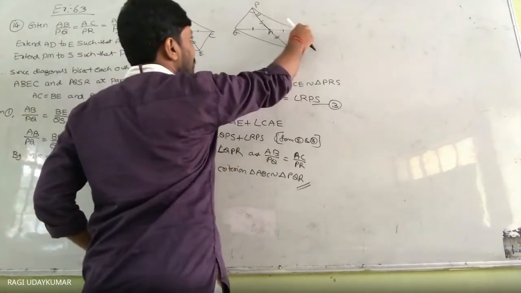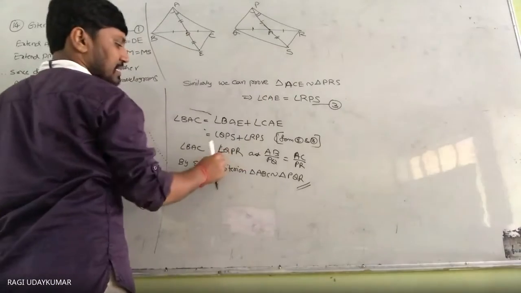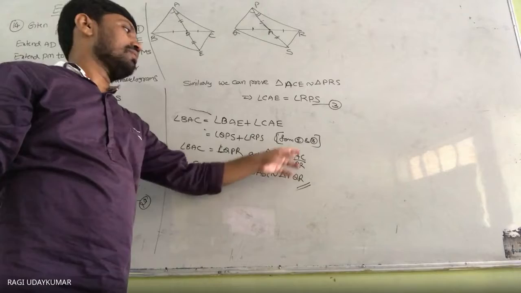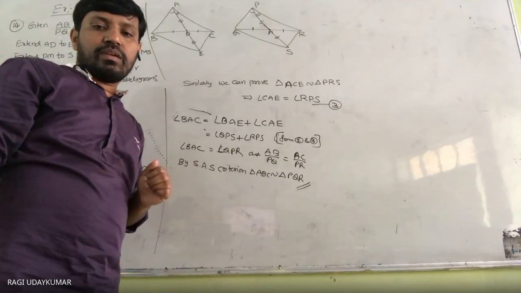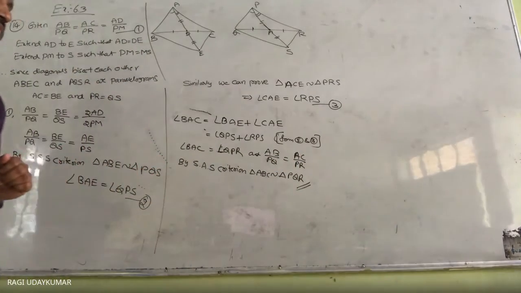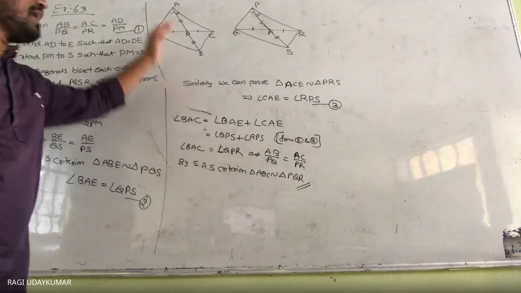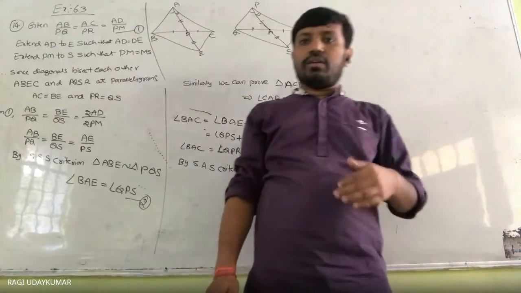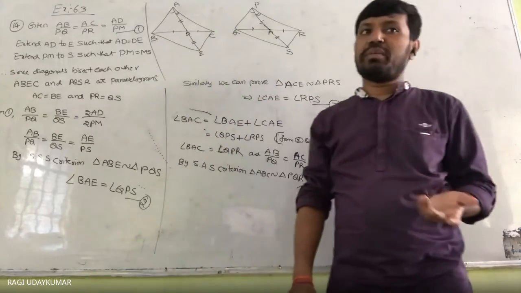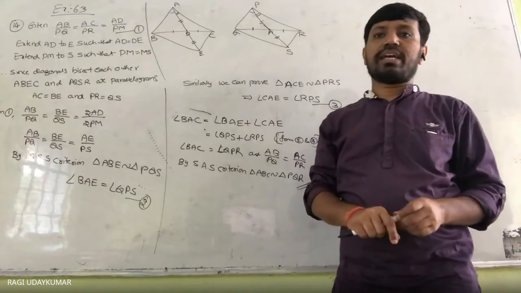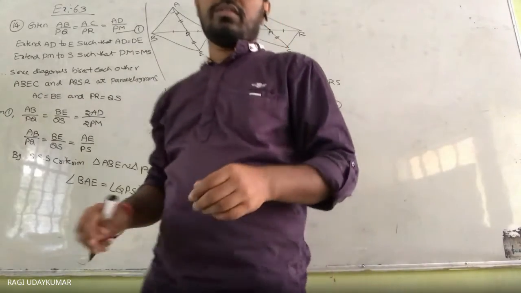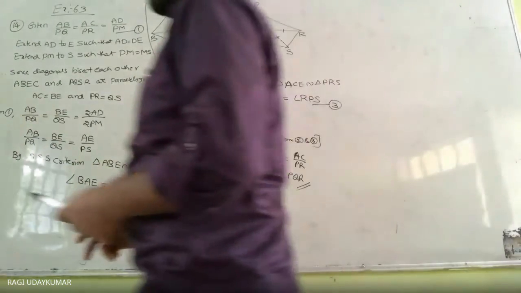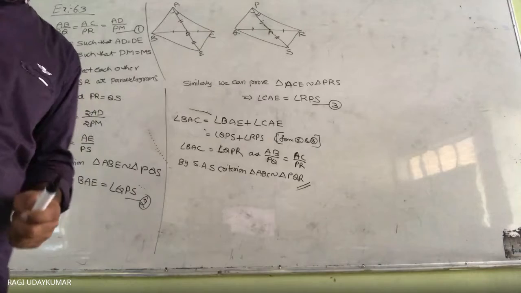QPS plus RPS is equals to QPR. Okay, and AB by PQ equal to AC by PR. These two angles are equal and their corresponding included sides are proportional. Therefore, by SAS criteria, you can say that these two triangles are similar or not? Yes? Yes, sir. They are similar, no? Yes, sir.